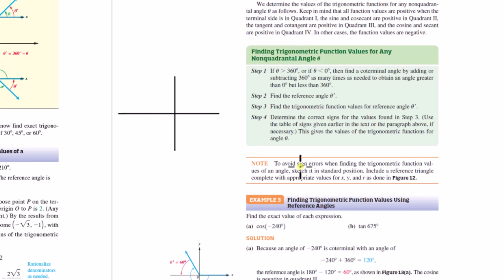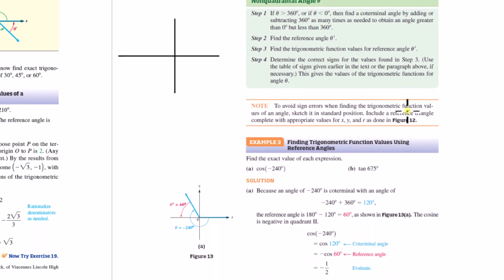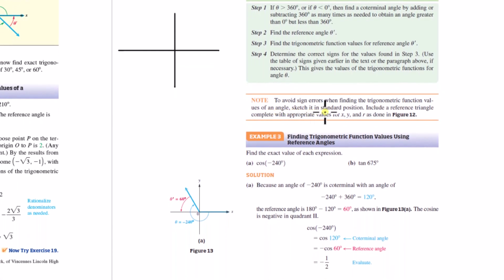Okay, so it says here, to avoid sign errors when finding the trigonometric function values of an angle, sketch it in standard position and include a reference triangle complete with appropriate values. Exactly. To me, it's good practice to always draw out that full triangle and put the side lengths with the correct signs, and then do SOHCAHTOA on the reference angle.